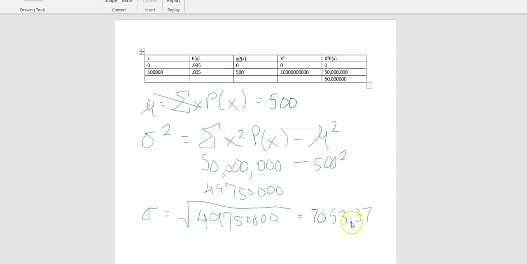Now, in this particular situation, the standard deviation won't mean a whole lot to us, but this mean tells us that if they're paying out on average $500 for each individual buying a policy, they need to charge at least that much for their policies.